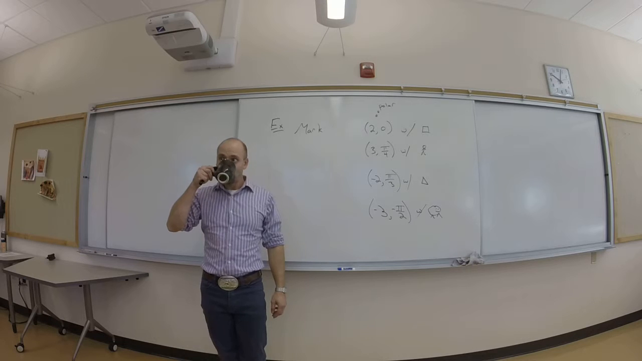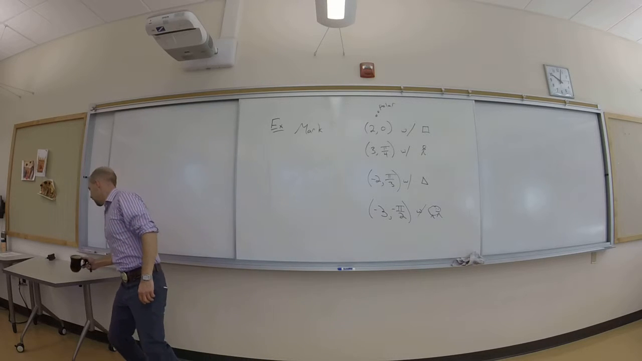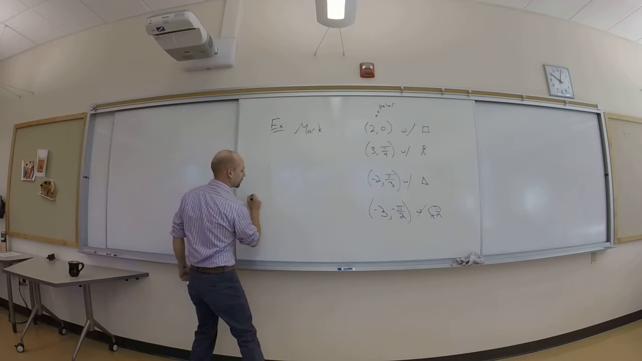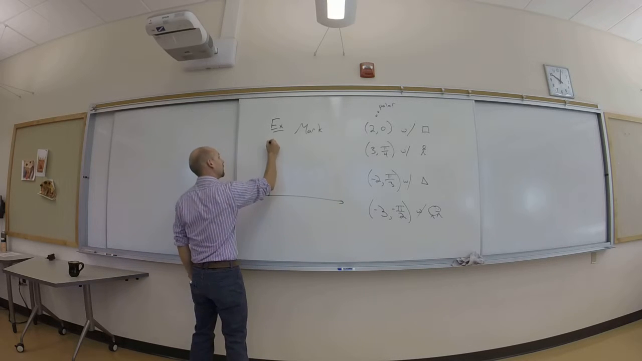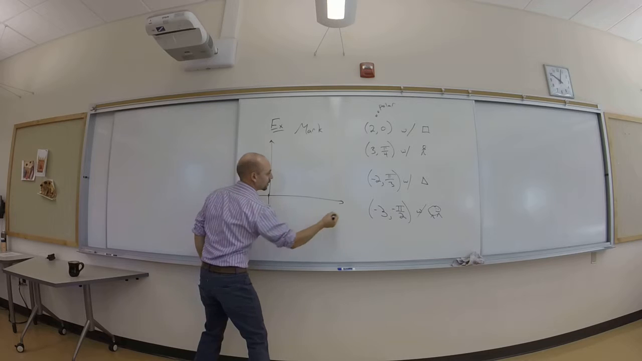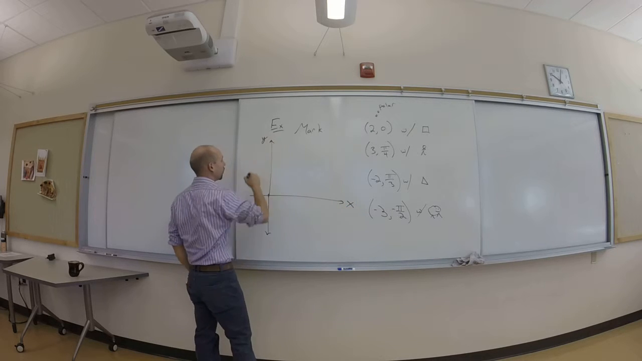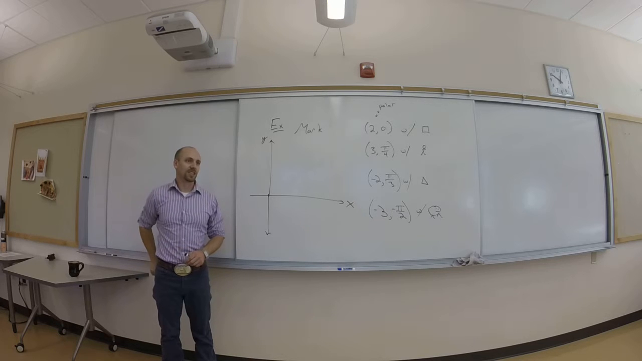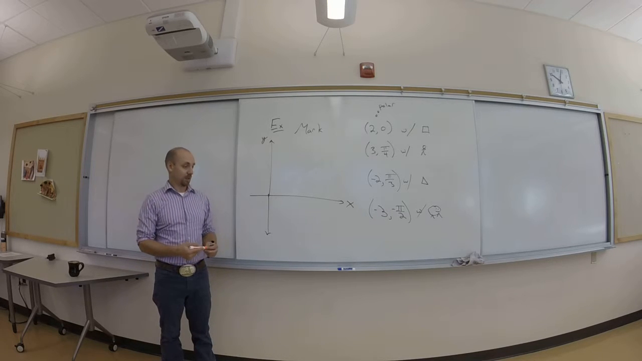So how do you do this? What do you start with? Draw an X and Y. Draw some coordinate axes. Okay, so these are the usual x and y axes. So these things live in the same place, yeah?